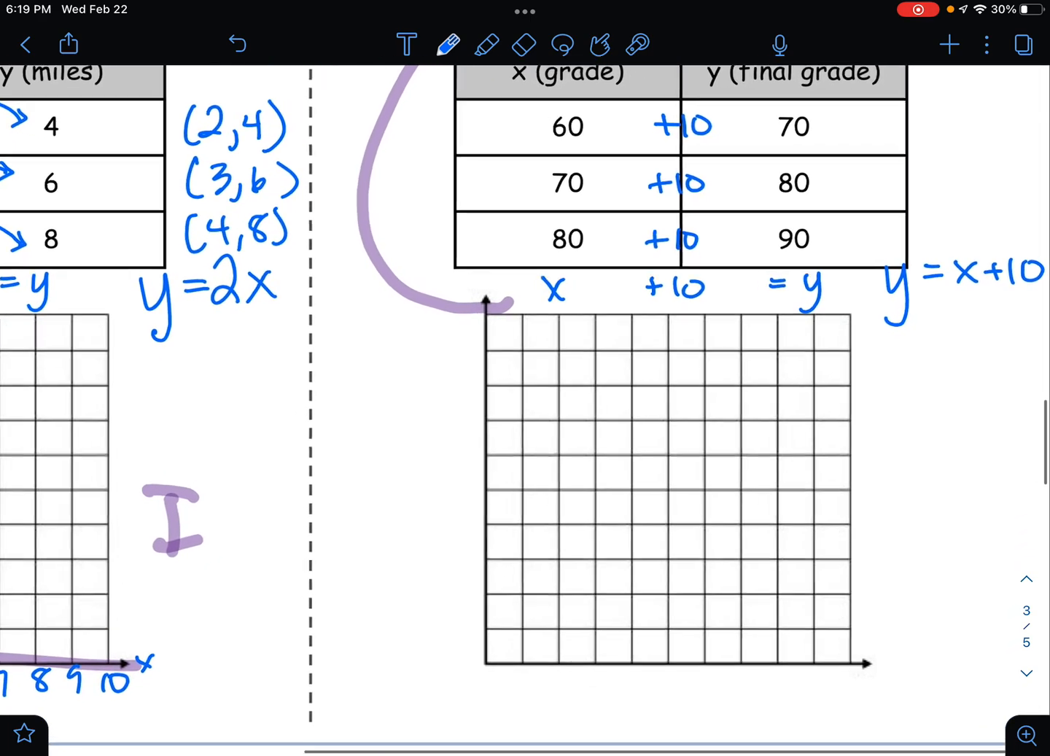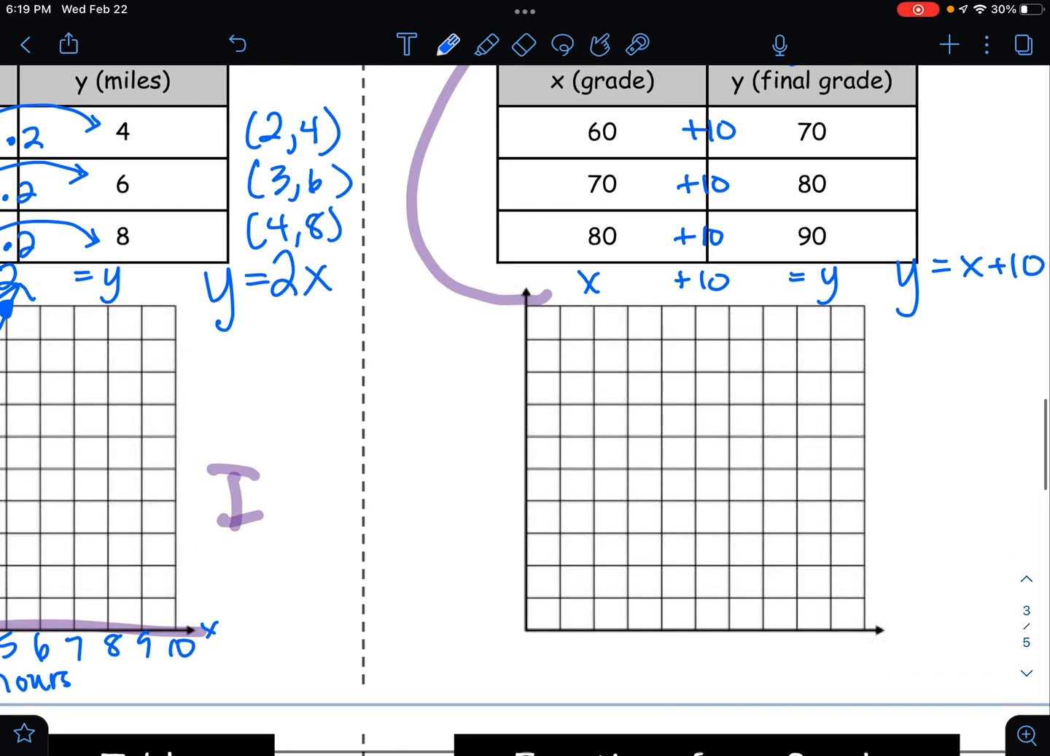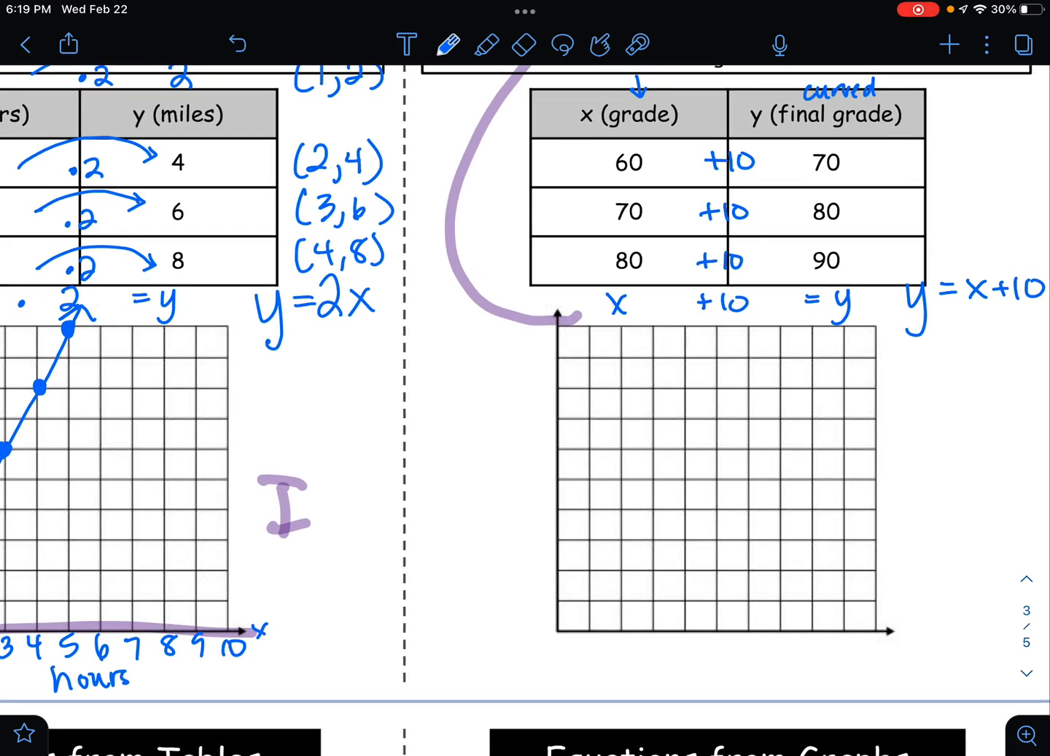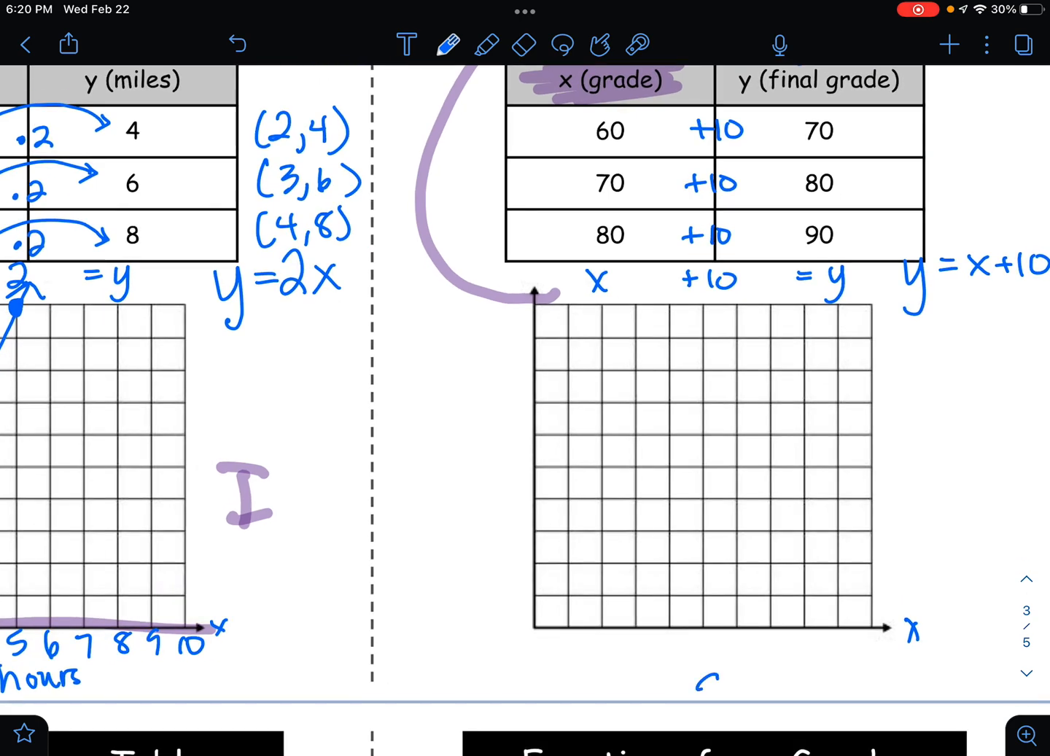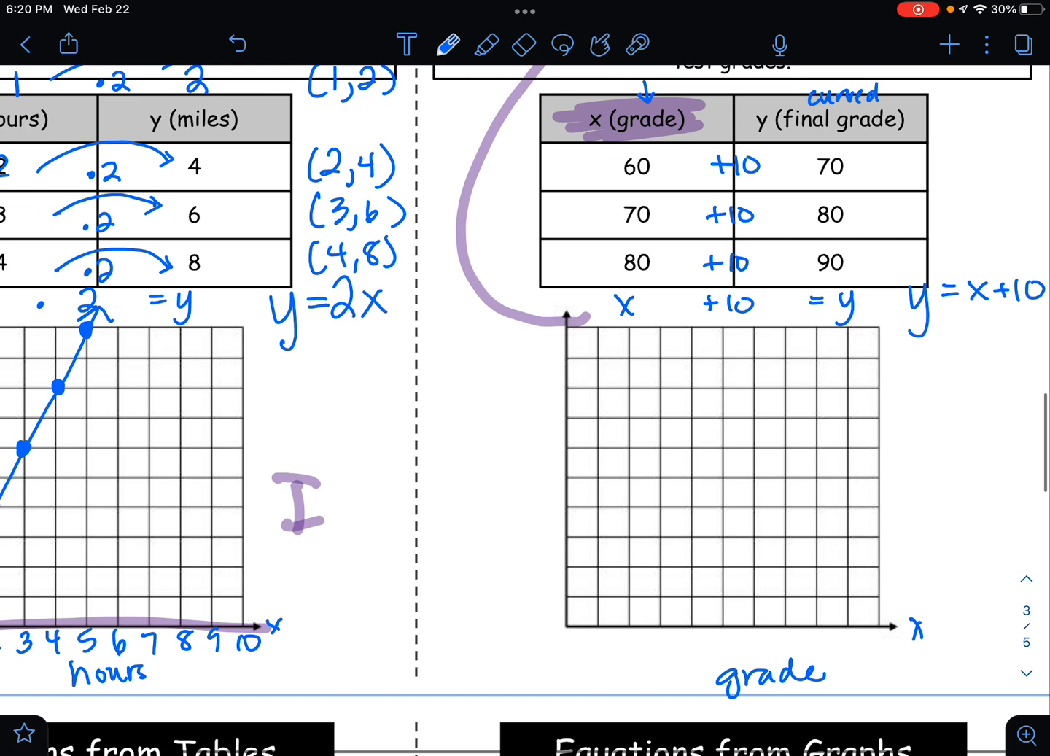So let's go ahead and graph this. I'm going to graph this. So the x-axis, right? I should be using my highlighter. My x goes on the x-axis, which is right here. Okay, this is the x-axis, so this is going to be the grade. And the y is going to be the final grade. That's the curved grades, right?